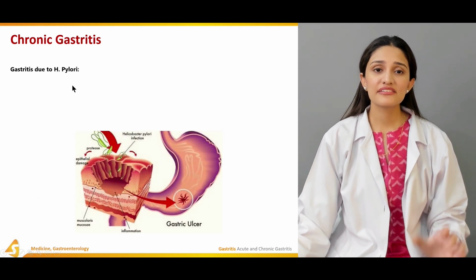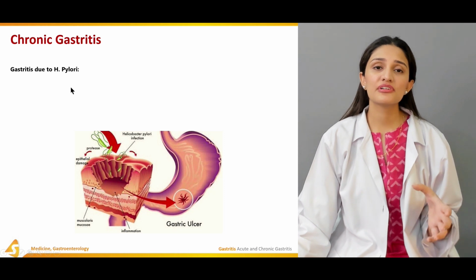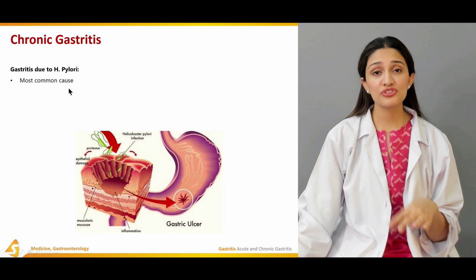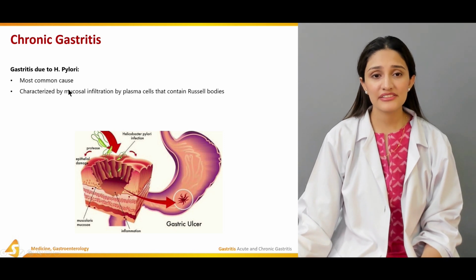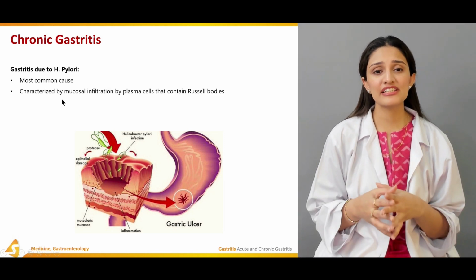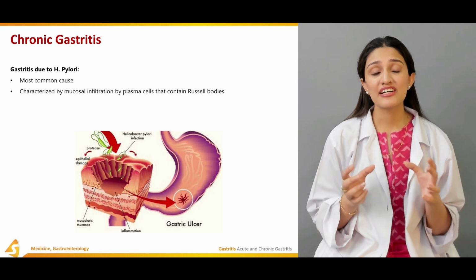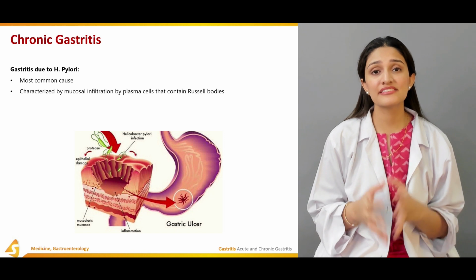So chronic gastritis is usually due to Helicobacter pylori infection. This is usually the most common cause of chronic gastritis. It is characterized by mucosal infiltration by plasma cells that contain very specific inclusions called Russell bodies.